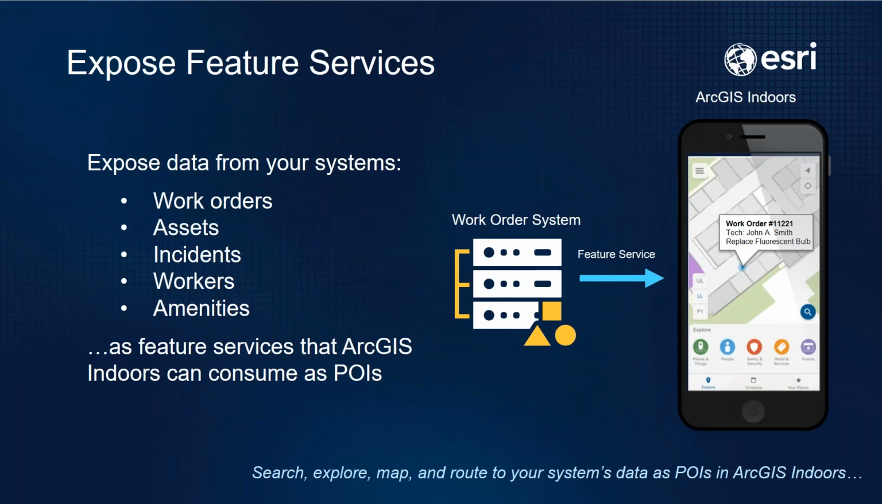The other pattern of integration is to expose your data as feature services to ArcGIS Indoors. If you have a work order management system, an asset management system, an incident management system, or anything like that, and you have location data with it that's granular enough to be indoors, or want to make it granular enough to be indoors so that you can integrate, you can build a feature service facade on top of your data. Either you can publish it out to feature services, or you can just build out the specification for the feature service REST endpoint and expose that data as feature services.